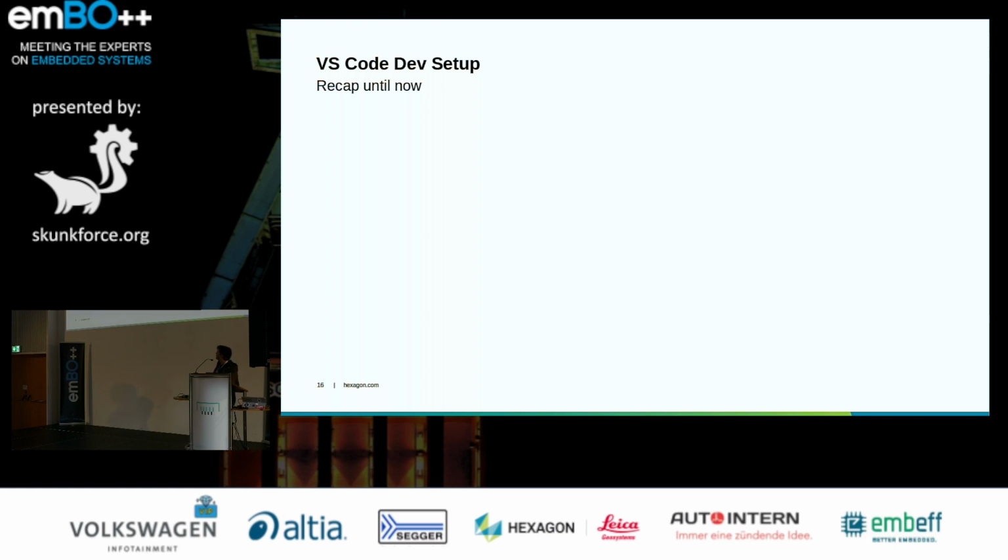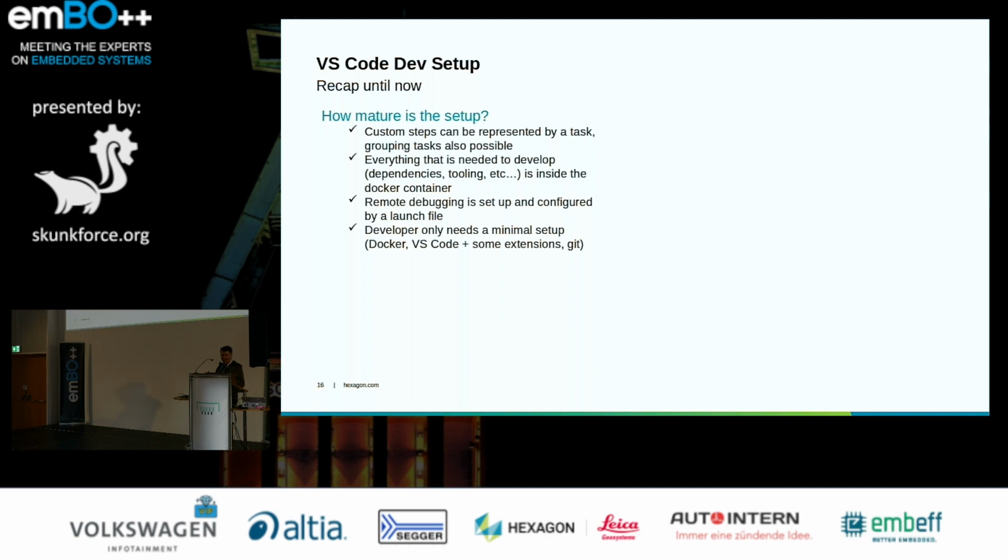Okay, so let's do a quick recap of the situation that we have with this state until now. So it's possible to have custom steps be represented by a single task, so making complicated steps easier. It's also possible to group them, so if you want to have some separation there, it's possible to do that. Then everything that is needed to work with the project is inside the Docker container or specified as an extension to install in the dev container JSON. So everything we need to work with is available there. Then with the launch.json, we have the remote debugging. So anything we need to do there is also handled.